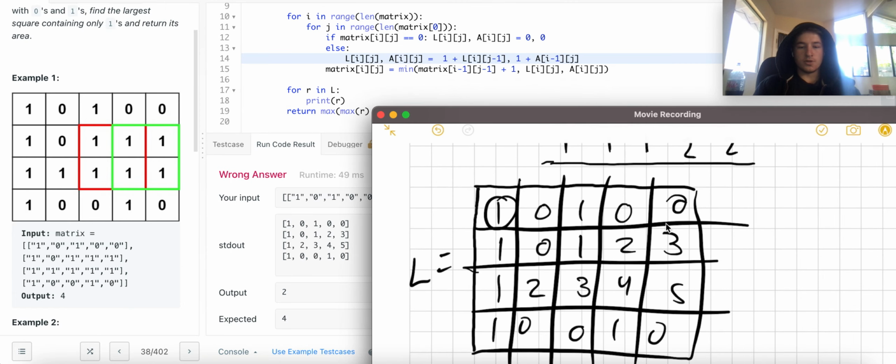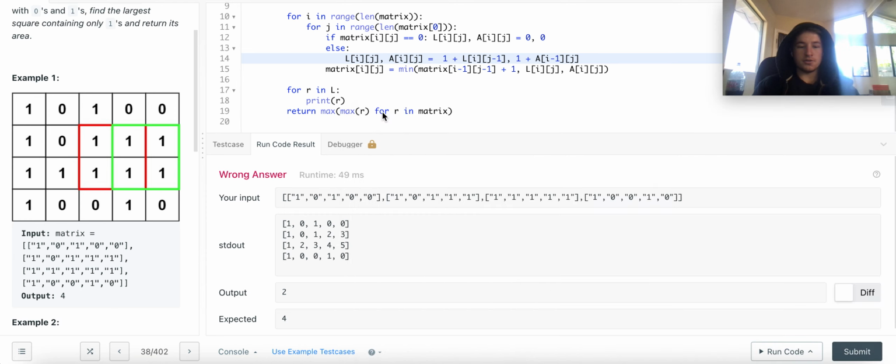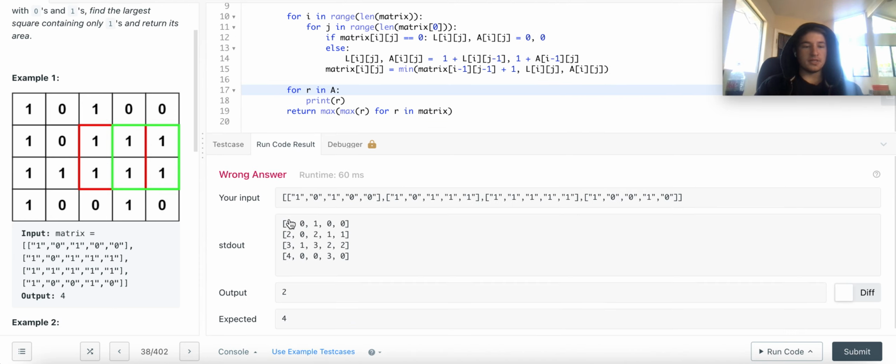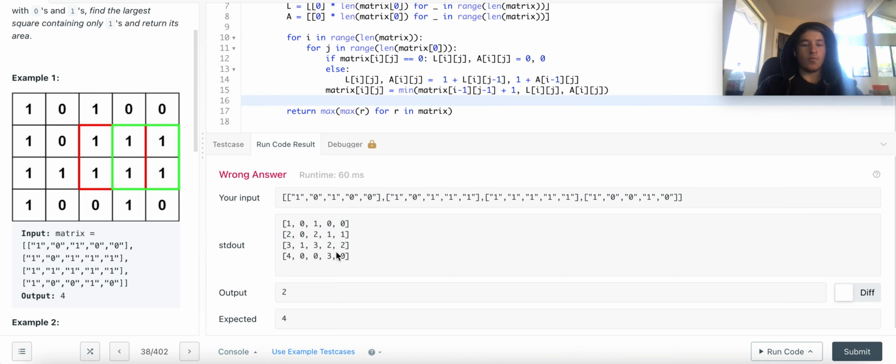So 1 0 1 0 0 1 0 1 2 3 1 2 3 4 5 1 0 0 1. Okay, that looks good to me. And then let's do the same thing for above. Right, we didn't write the code for, I mean, we didn't walk through the case. But this has 1 2 3 4, which is expected, right? 1 2 3 4 0 0 1 0 1 2 3 0 1 2 3 0 1 2 0. Okay, so that works. And then why is this failing?